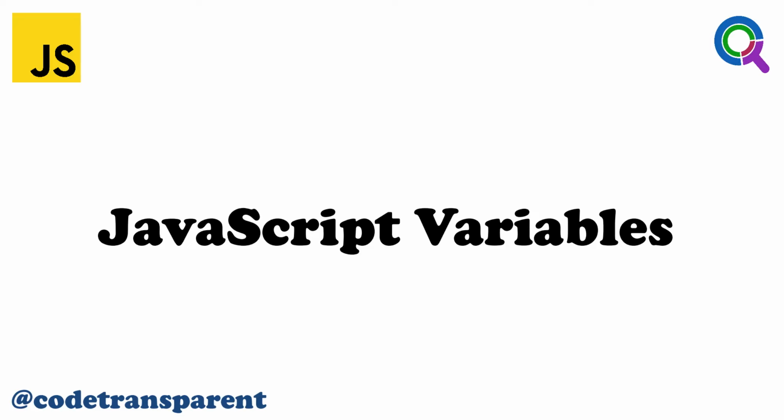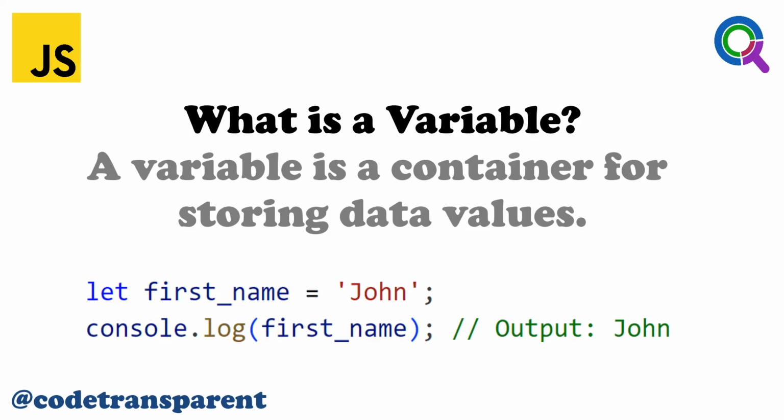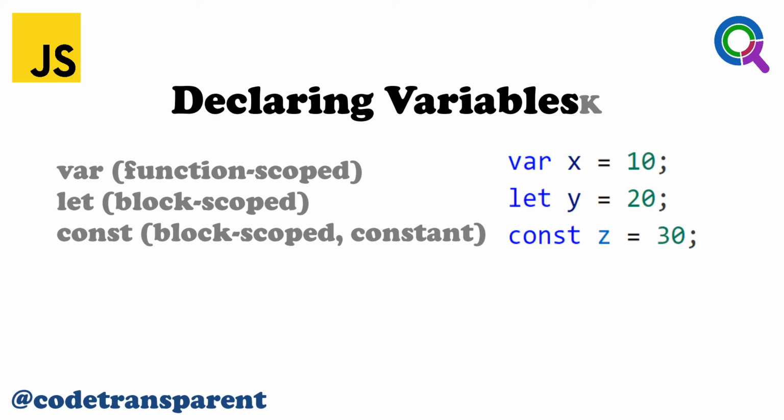So, let's get started. A variable in JavaScript is a container for storing data values. You can think of it as a label that holds information. For example, if we want to store a user's name, we can use a variable called name. In JavaScript, we use three keywords to declare variables: var, let, and const. The var keyword is used in older JavaScript versions, while let and const are modern alternatives introduced in ES6. Let's look at each one in detail.